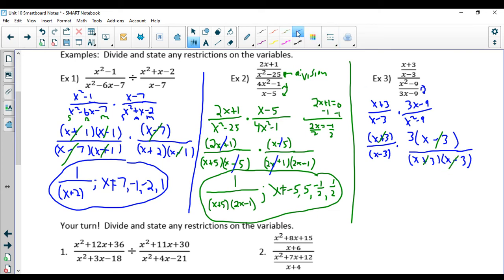So I am left with, on top, a 3, because there's nothing else left besides that factor of 3, and then x minus 3 on the bottom. All right, and then I'd say x cannot equal 3, because 3 minus 3 is 0. Negative 3, because negative 3 plus 3 is 0. And then I also have these other ones already, so that's all I got.